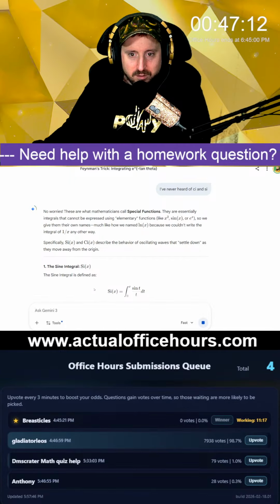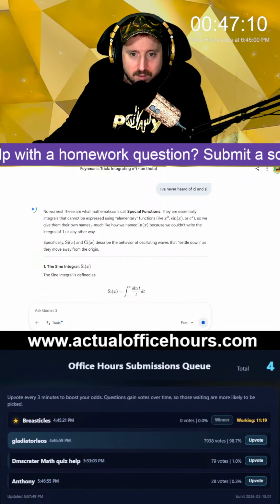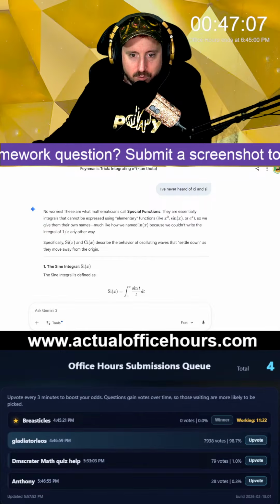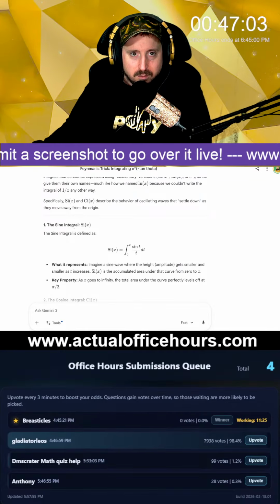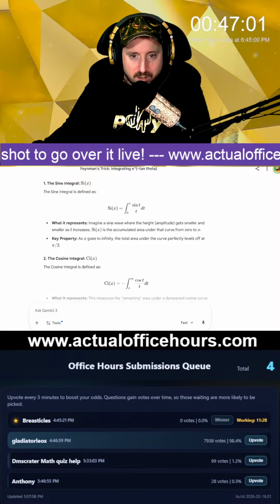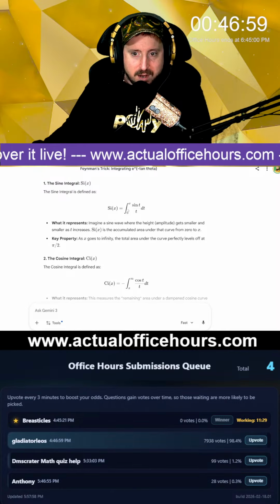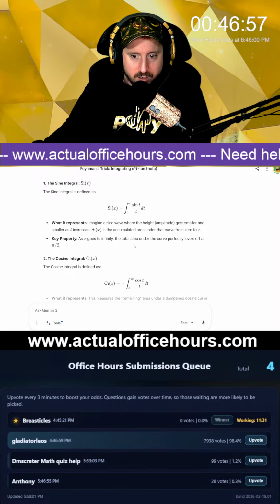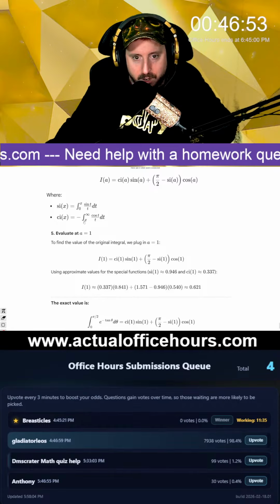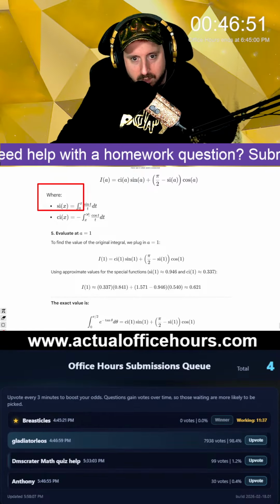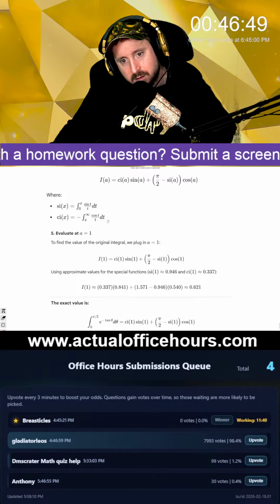Mathematically it gives you the same result. These are called special functions that cannot be expressed using elementary functions, so we give them their own names. Oh, beautiful. Oh, I see. Okay, the sine integral is the integral of sine t over t. Yep, you're totally right.